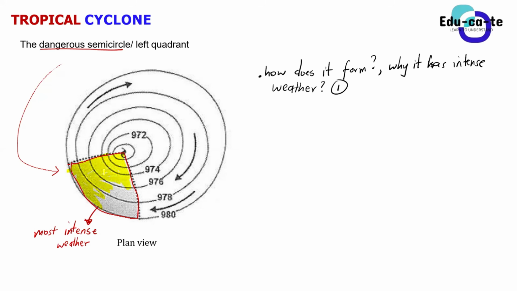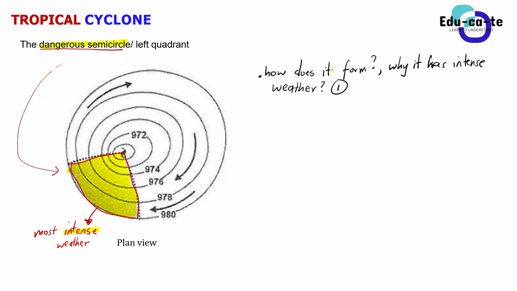Now, I gave you a task, guys, to do some research and tell me how does this region develop? This region that is known as the dangerous semicircle, or otherwise known as the left-hand quadrant. How does this region develop? Because what we know is that this region has got the most intense weather. We know that this region in a mid-latitude cyclone that I'm highlighting in yellow, it destroys a lot of buildings. It has got intense weather conditions. Talk about strong winds, talk about heavy rainfall.